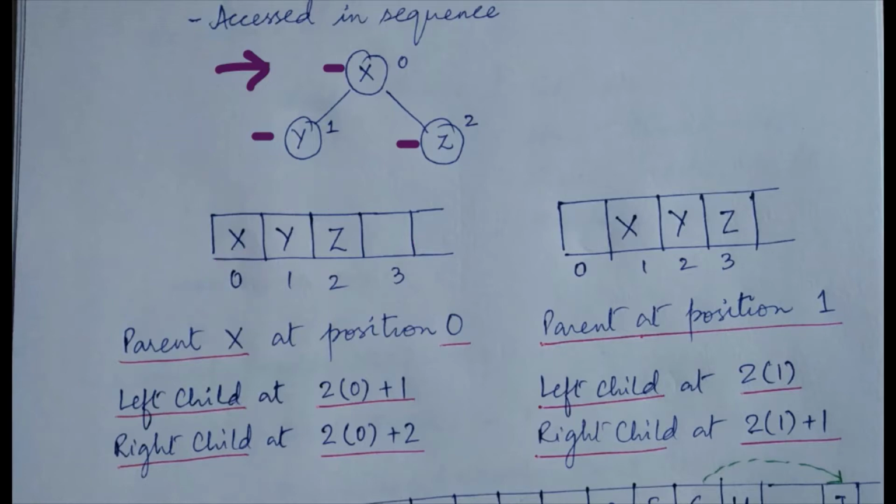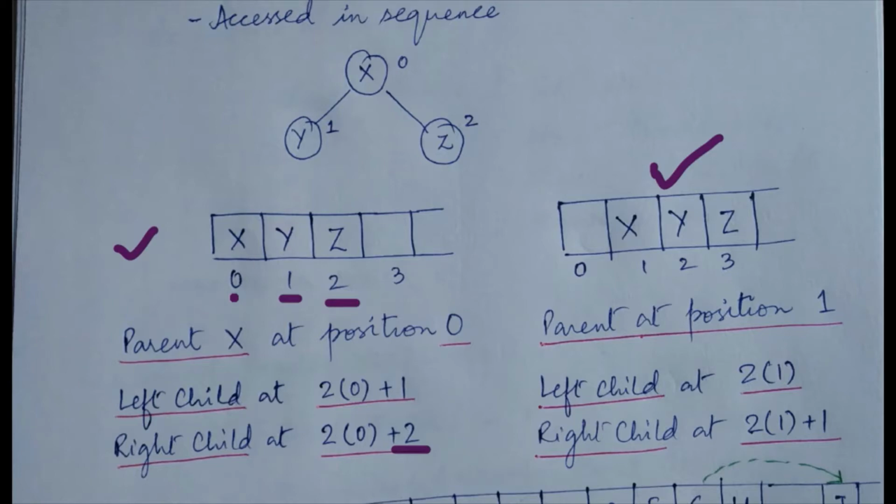If I store in this form, this is the first one. If my x, which is the parent, is at position 0, my first child or the left child of x is at position 1. So you can write 2 into 0 plus 1 for that, which is 1. And my right child, or the second child of x, which is z, is at position 2. So if my parent is at position 0, the right child is at 2 into 0 plus 2.